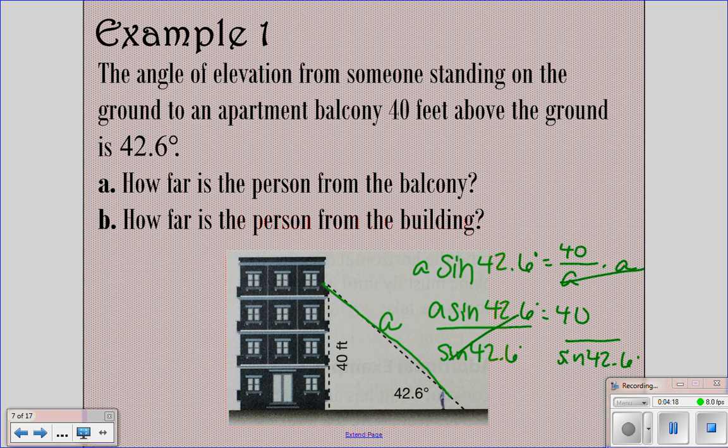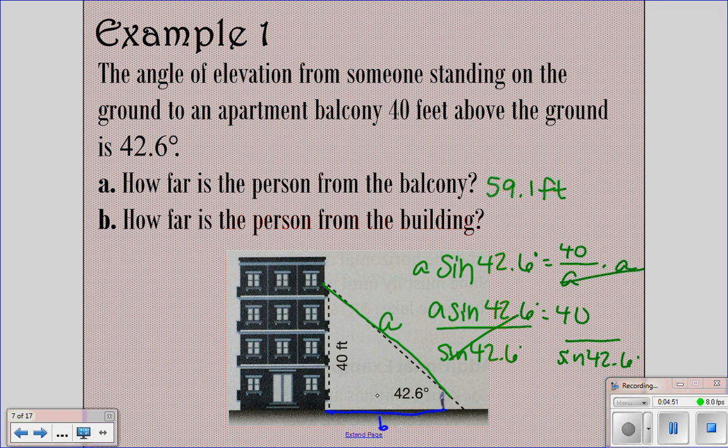And so then you're going to divide 40 by sine of 42.6 with your calculator. And I'm going to round to the nearest tenth. And so that's what you should get for how far they are from the balcony: 59.1 feet. For part B, we're going to go from the person to the building. This is the distance that we are looking for there.